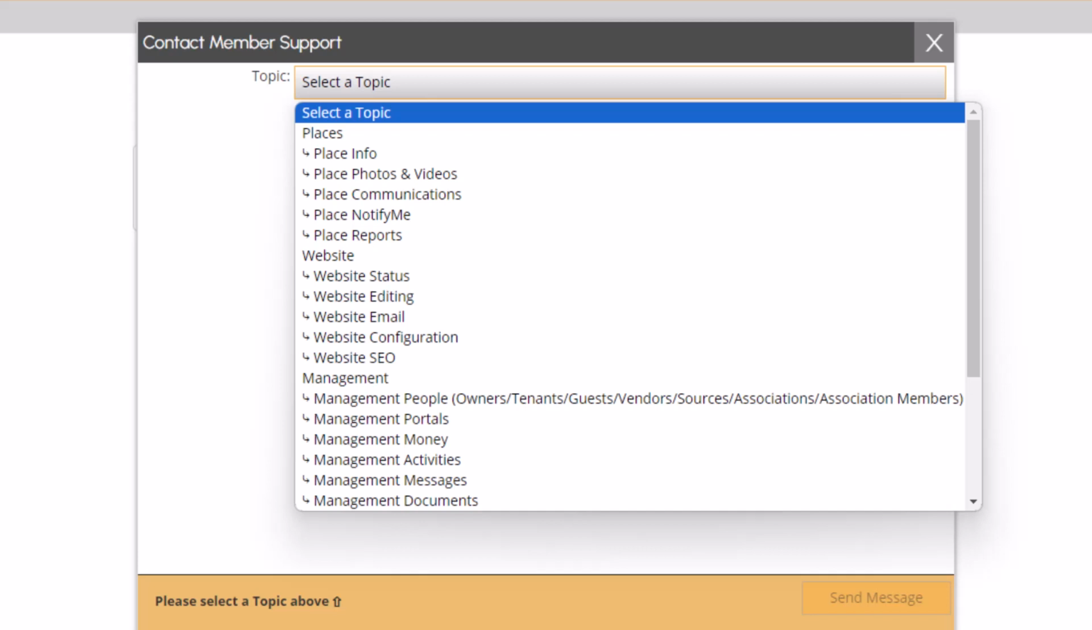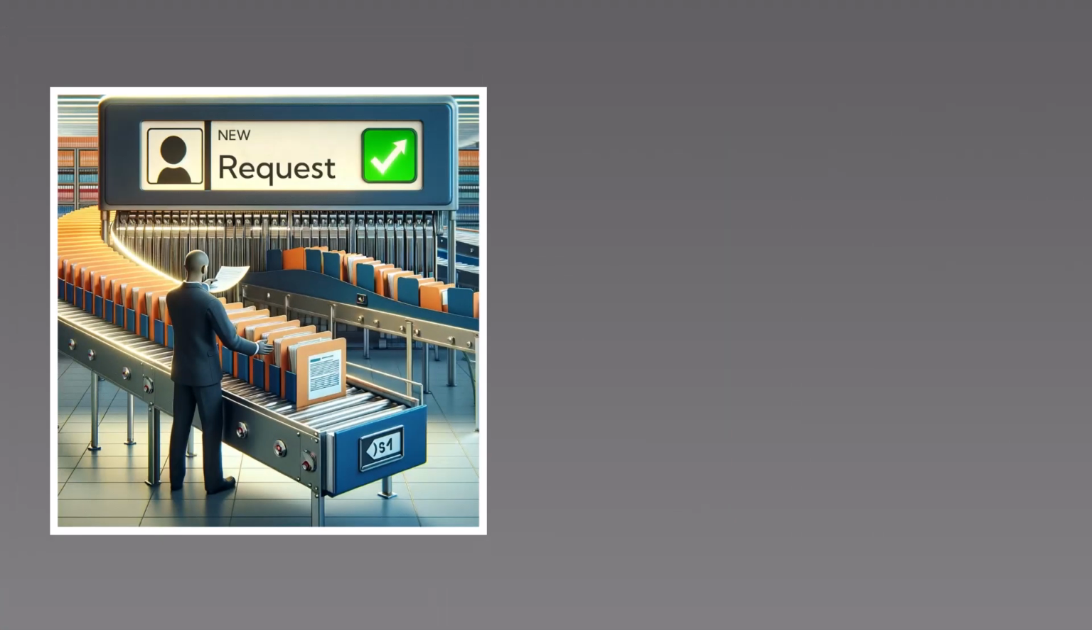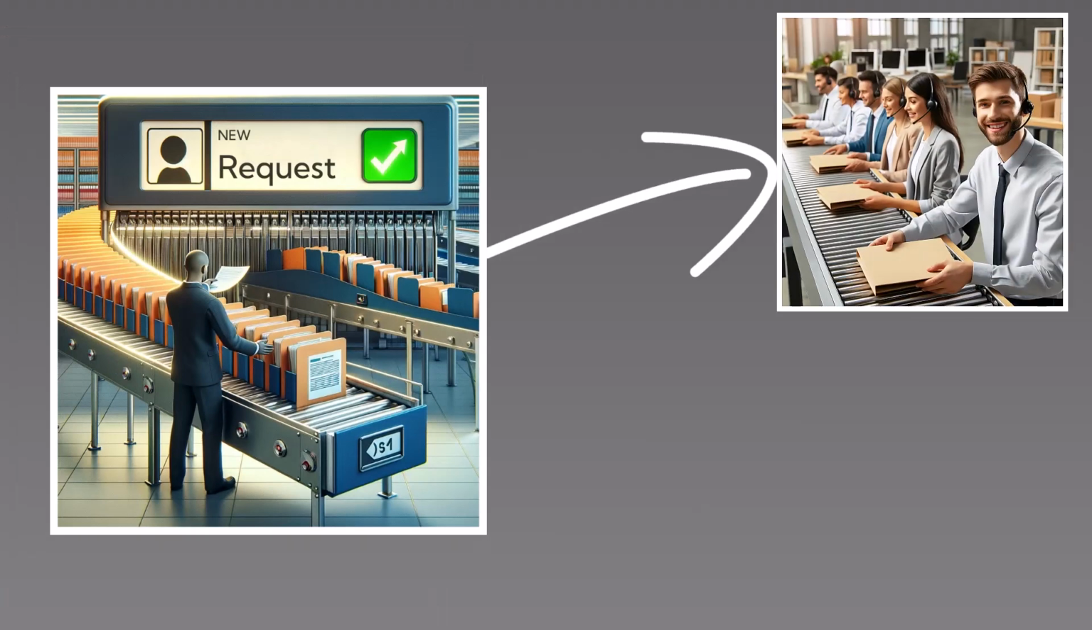Next, select the topic for support. It's important to select the right topic. Understanding a little about how we provide support will show you why. Let's take a side trip to cover this. When you submit a support request, it's automatically routed to the first available support representative who is proficient in your account type and the type of support being requested.